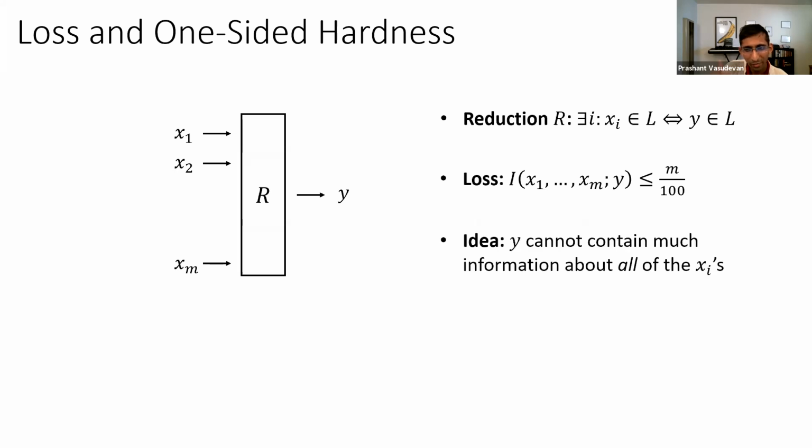The sort of idea that we are going to use is that since it is lossy, there has to be some information about some of the xi's that is lost by Y. Like it cannot contain that much information. Y cannot contain that much information about all of the xi's. It has to forget something, right?